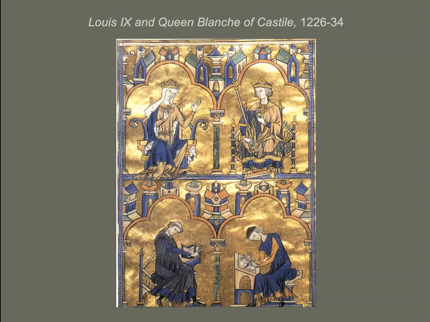In the manuscripts, we're going to see images like this. This is Louis IX and Queen Blanche of Castile from 1226. And then you're seeing the queen and the king up above, and then you see monks down below, and the monks are actually making the illuminated manuscripts. In terms of the style, we are starting to see more of a background than we had during the early Middle Ages. So we see a cityscape here.